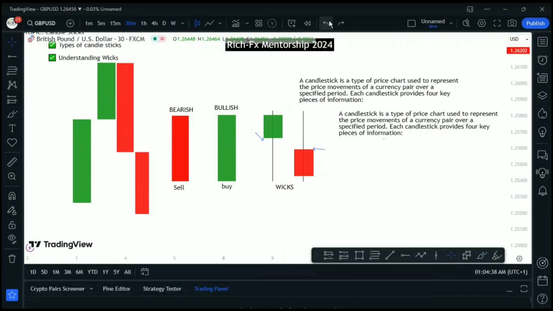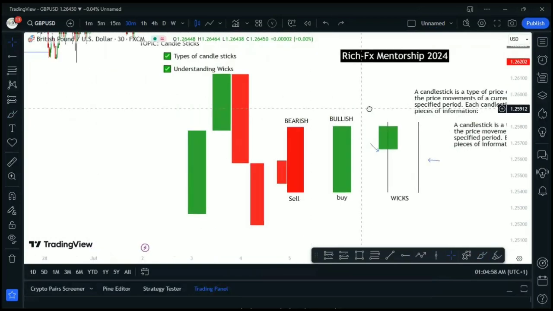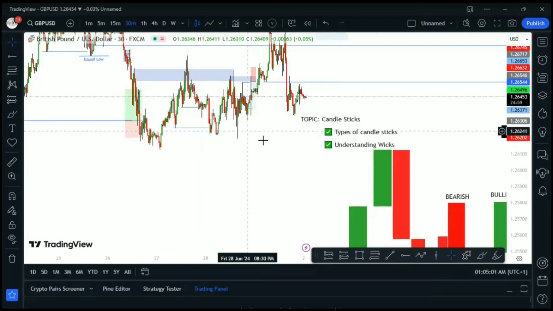It is that simple. It is that simple. So let's go to a chart example to see what we're talking about.